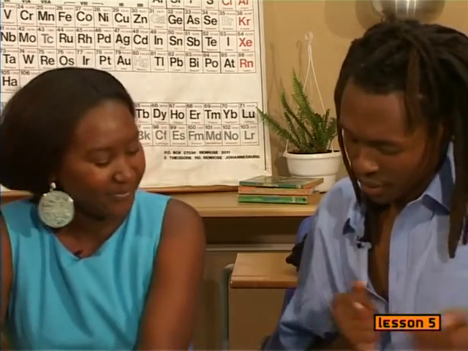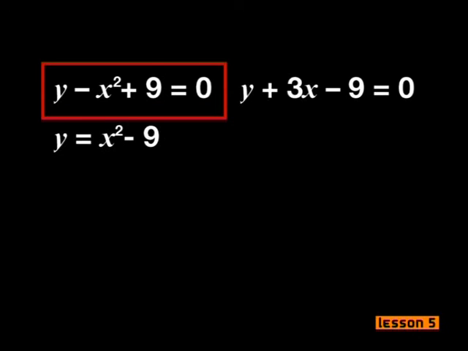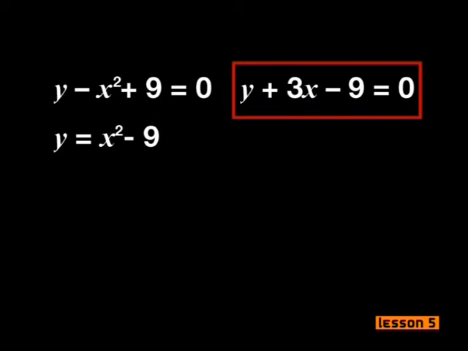Okay, that's pretty easy. To isolate the y in the first equation, I need to move the x squared and the 9 to the other side of the equal sign. So that gives me y equals x squared minus 9. For the second equation, I need to move the 3x and the minus 9. When I do that, I get y equals minus 3x plus 9. There we go. What do we do next?